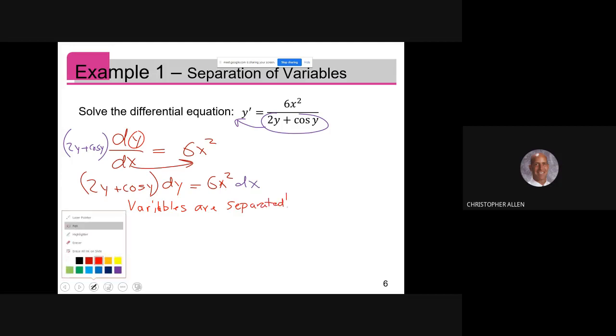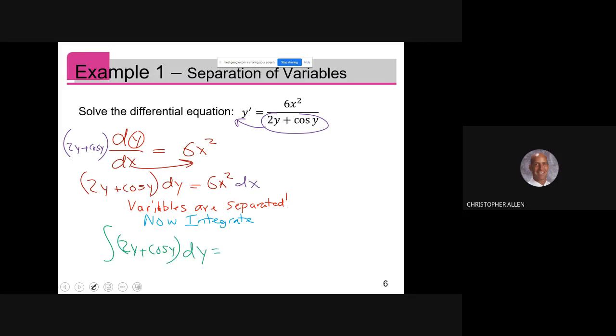Now we can integrate. Go ahead and now integrate. So now we're going to use all the stuff that we've been practicing in chapter 4. And let's go ahead and do it in green. We're going to do the integral of 2y plus cosine of y dy equals the integral of 6x squared dx. And this is not a difficult integral. I only have one slide here, so I'm going to have to squeeze this in over here.